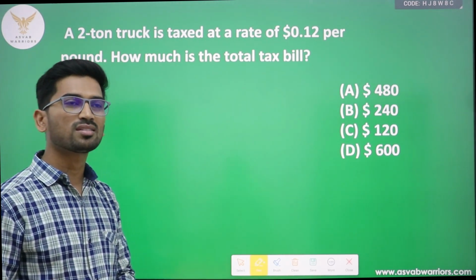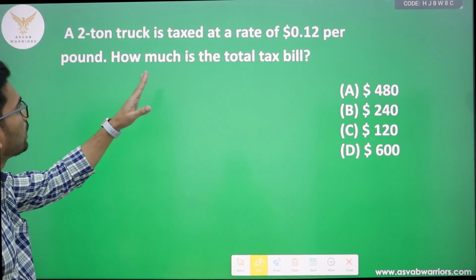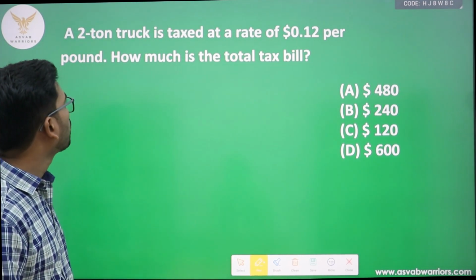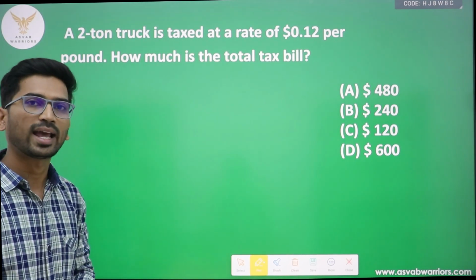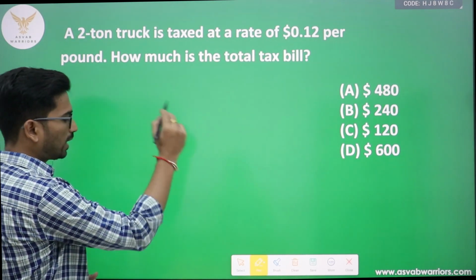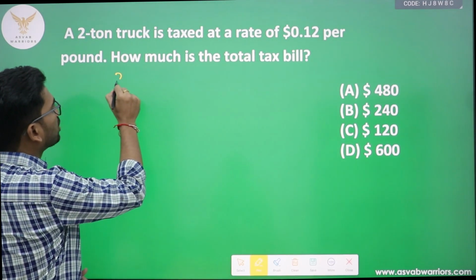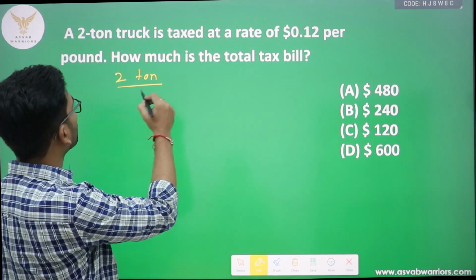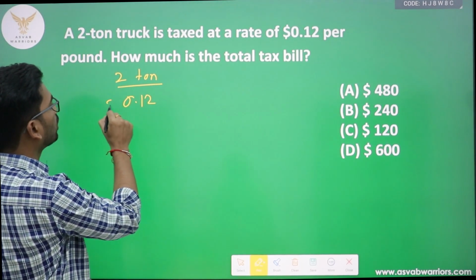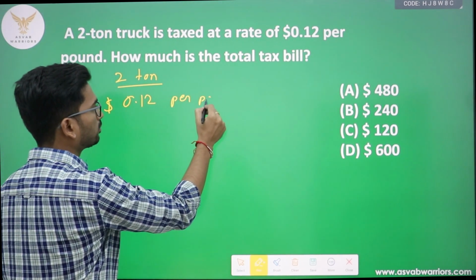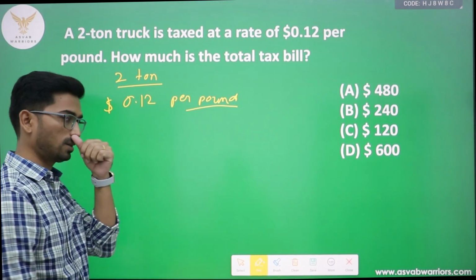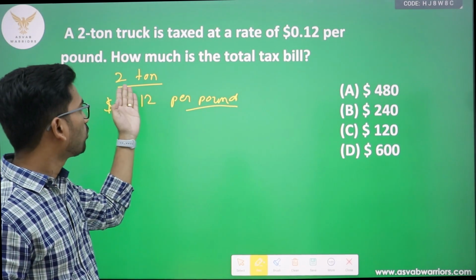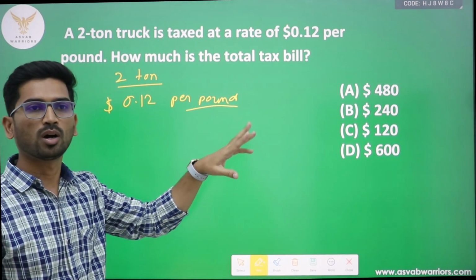Now what does the next question say? It says a 2-ton truck is taxed at a rate of $0.12 per pound, how much is the total tax bill? What is given in the question? There is a truck of 2-ton capacity and the rate of the tax is $0.12 per pound. Here the tax is given per pound and the capacity of the truck is given in tons. We need to convert these 2 tons into pounds.